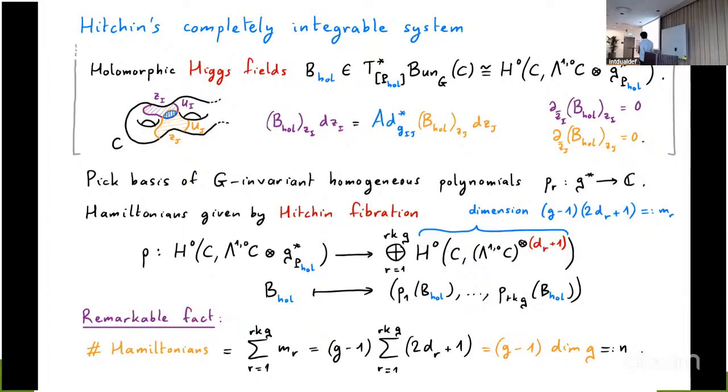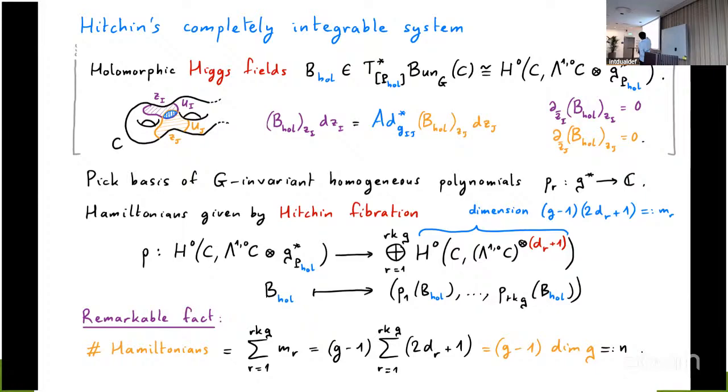Okay, so what are the Hamiltonians of the Hitchin system? So this is a beautiful construction due to Hitchin. So you pick a basis of G-invariant homogeneous polynomials. Okay, so these are labeled by 1 to the rank. And their degrees as homogeneous polynomials are the exponents of the Lie algebra plus 1. So the map is the following.